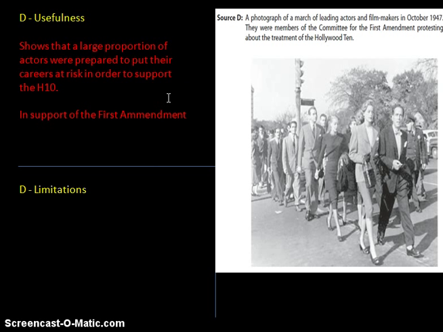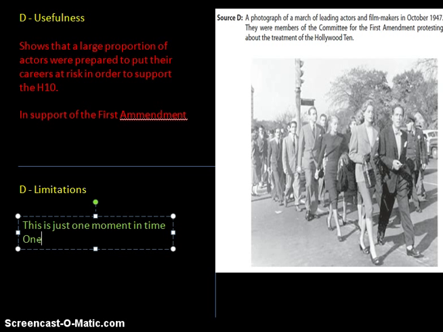As I said, we have to cover 4 boxes by the end of the analysis. So we will now look at why D is limited, or if it is actually limited. So, let's choose a different colour. We know from our work that we've done in class, we've done lots of work on photographs, that sometimes they're very useful, but sometimes there are limitations. So, as we know, this is just one moment in time. It's one protest. We don't know if lots of others happened around the country or around Hollywood at the time.